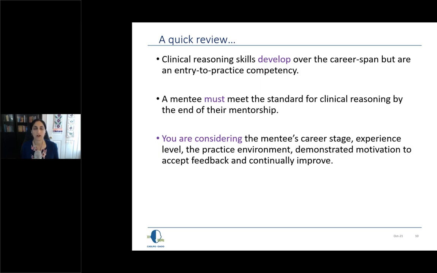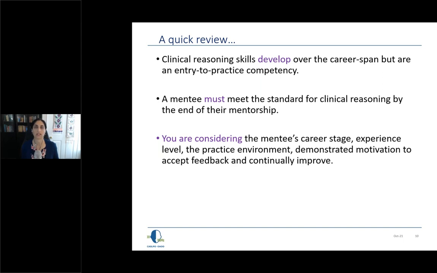But in mentorship, there are some considerations that you would be making. So as a mentor, you are going to be considering the mentee's career stage. So the fact that they're at the beginning of their career and just beginning their professional practice. So their experience level is something you need to consider. It may be limited, especially if a mentee has never worked in a particular area of practice before. They may be needing to develop their skills, and that may be reflected in their clinical reasoning.